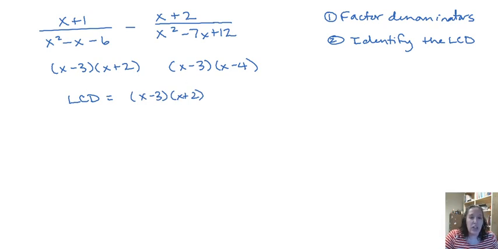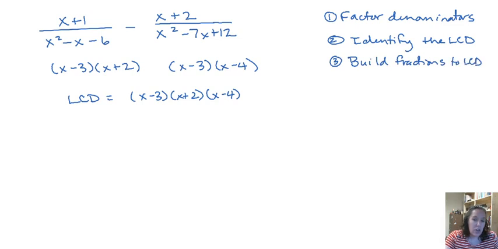Now we're going to look at our second denominator. I've already got my x minus 3 to the first power, so I don't need to add anything else, but I do have an x minus 4 that is not included in that first denominator. So our least common denominator for this problem will be x minus 3 times x plus 2 times x minus 4. Now we need to build those fractions up to that least common denominator.